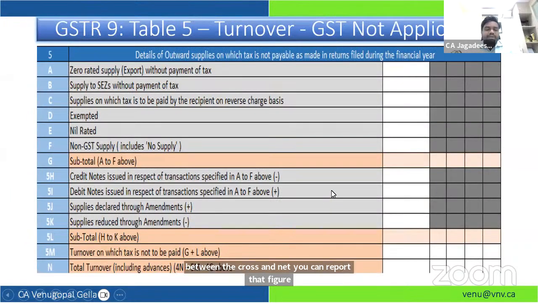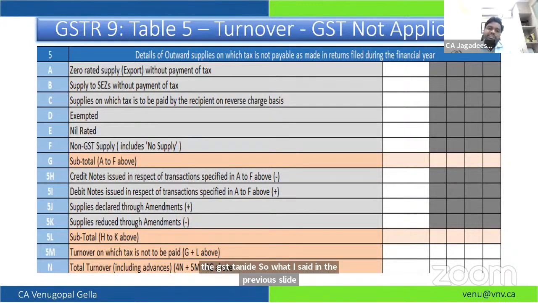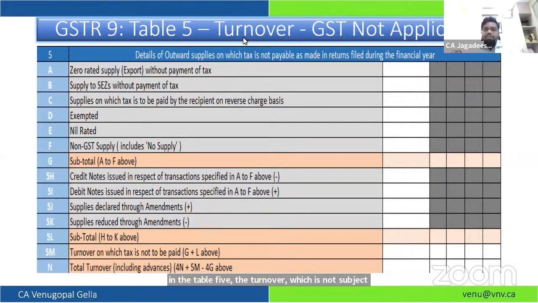Now coming to the next slide, table 5 of the GSTR-9. What I said in the previous slide, the turnover which is not subject to GST is required to be reported in table 5. Just a second, some questions are there. There is one question: Sir, how can we declare the credit note in the GSTR-9?